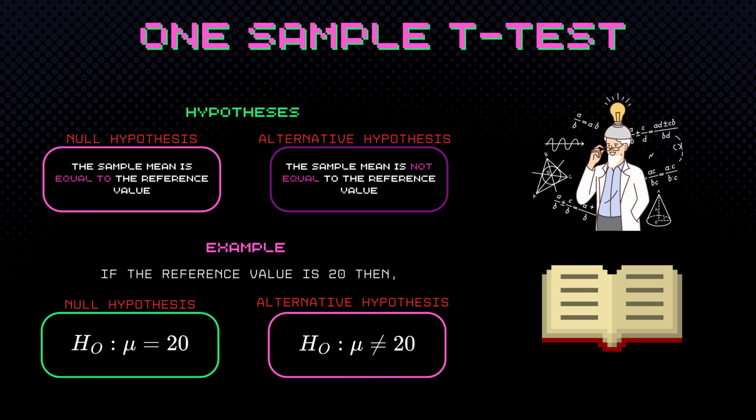For the null hypothesis, the sample mean is equal to the reference value, and for the alternative hypothesis, the sample mean is not equal to the reference value. For example, if the reference value is 20, then the null and alternative hypotheses are written like below.